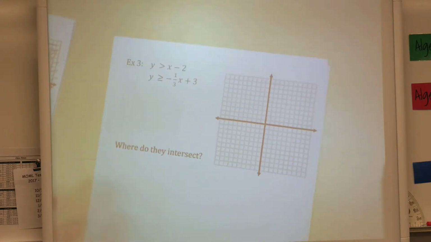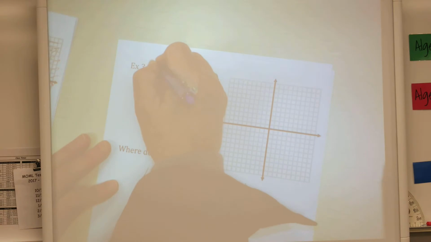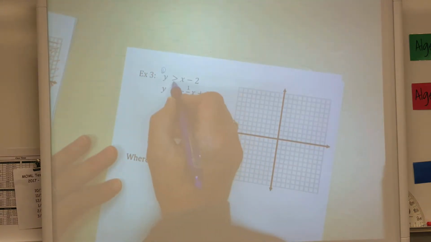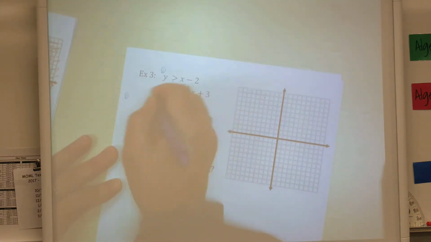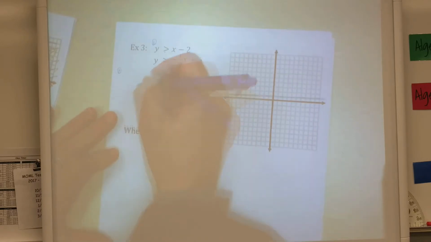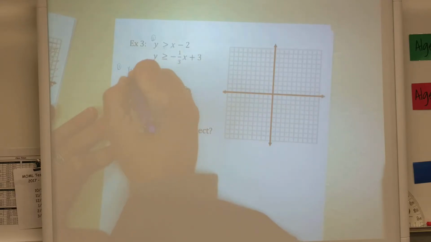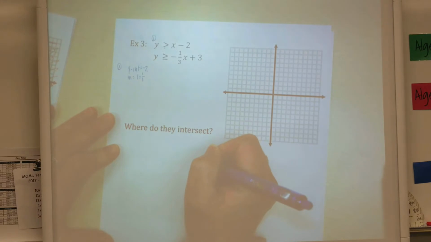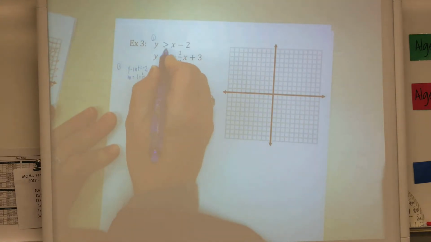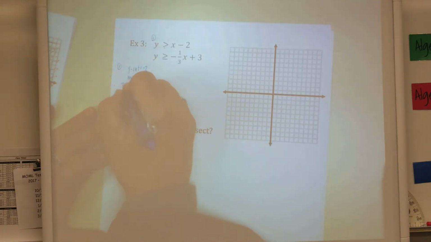Yeah, let's try another one. This one is in y-intercept form. So my key features are that my y-intercept is -2. My slope in front of the x is a 1. So that's going to be 1 over 1 for graphing purposes. I do not have any equals for my inequality, so this is a dotted line.